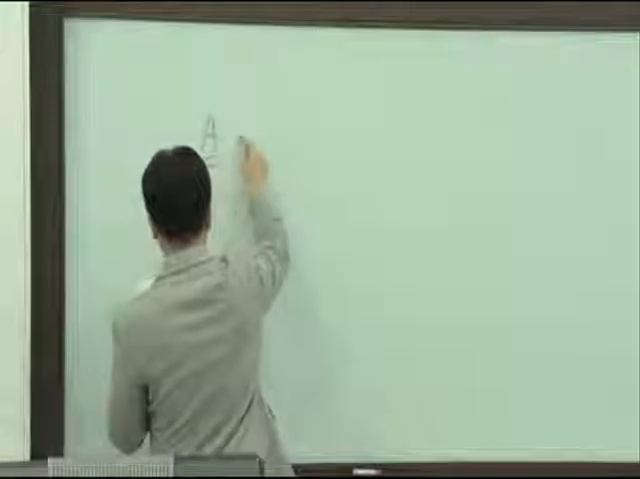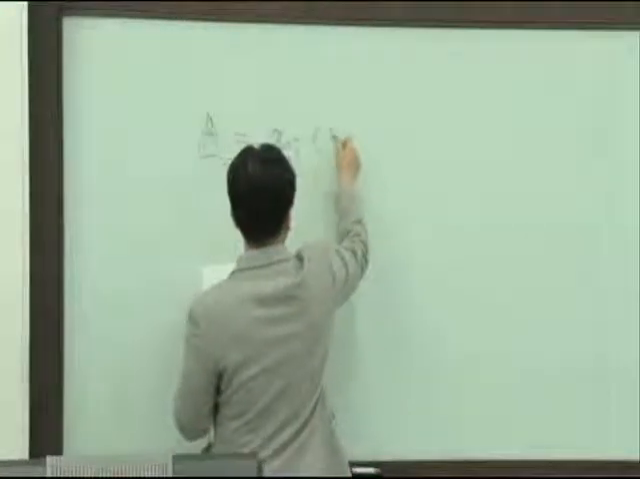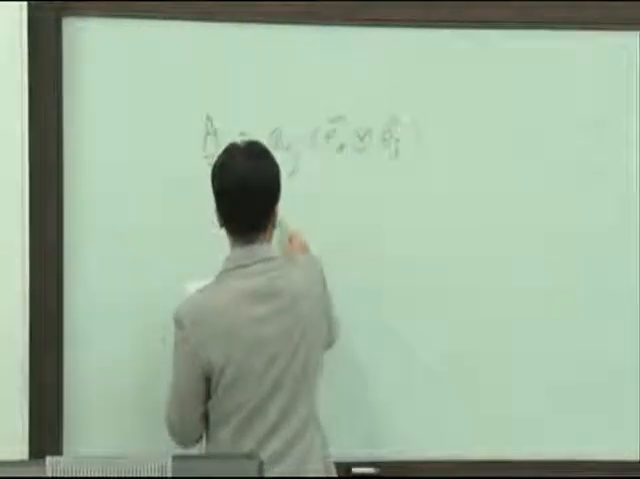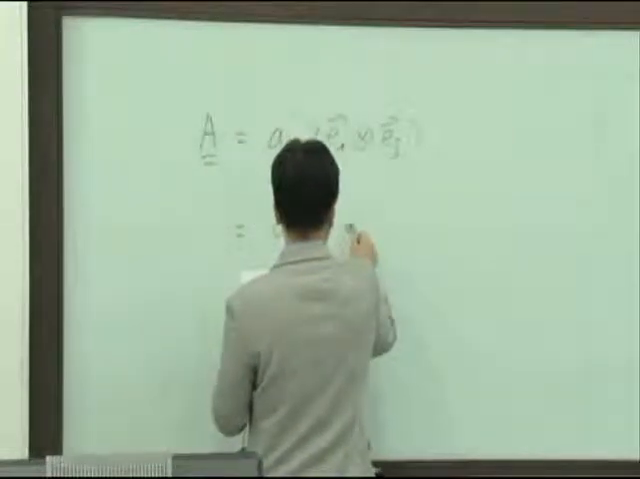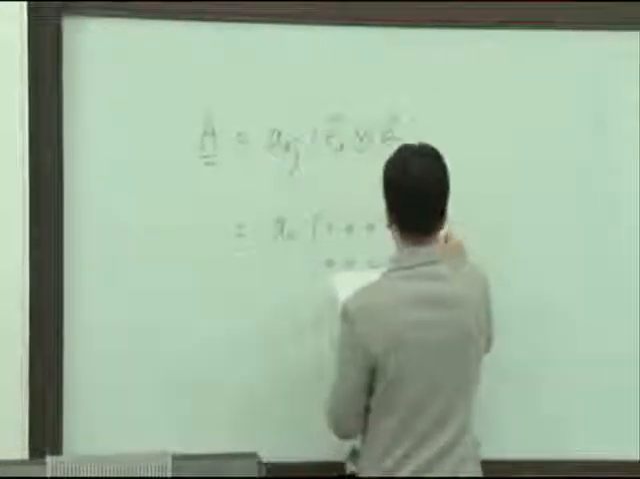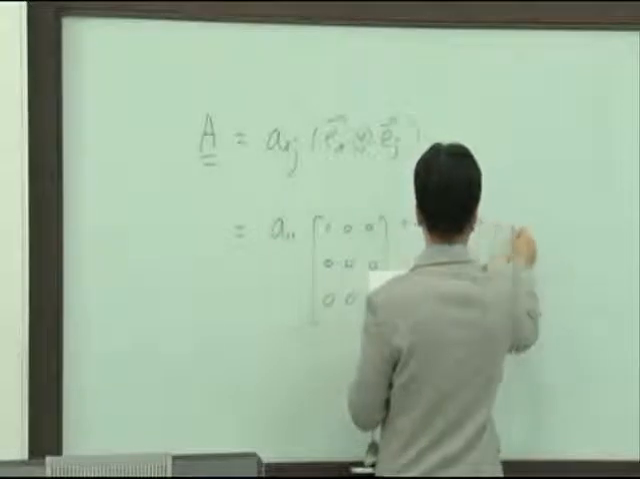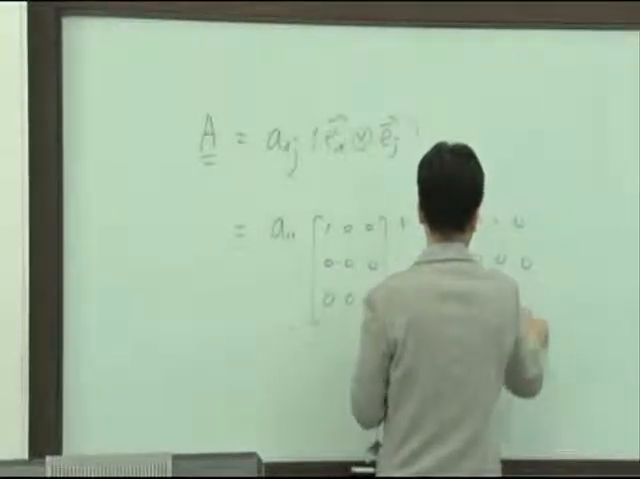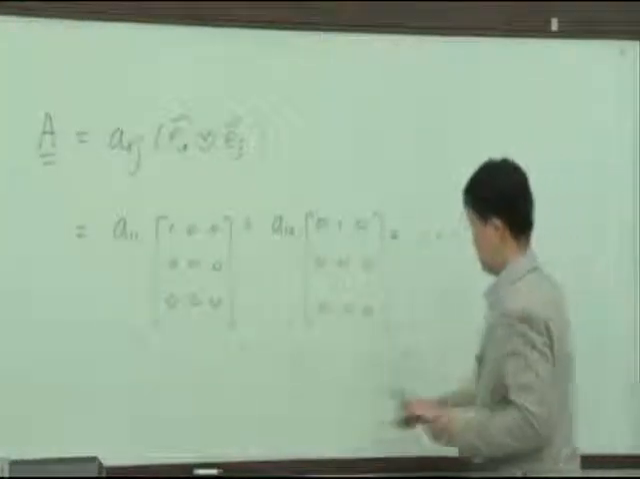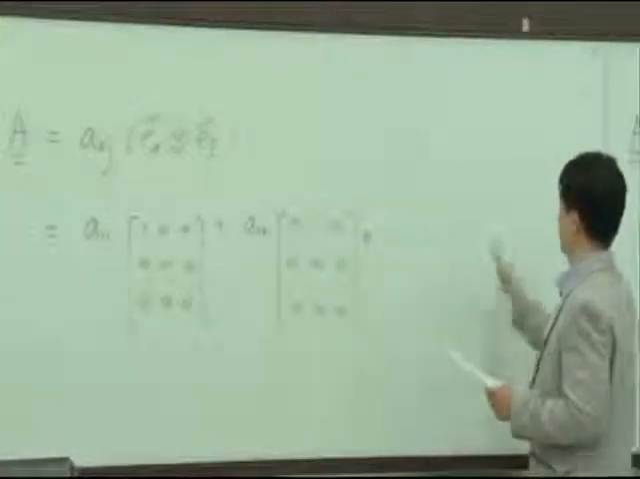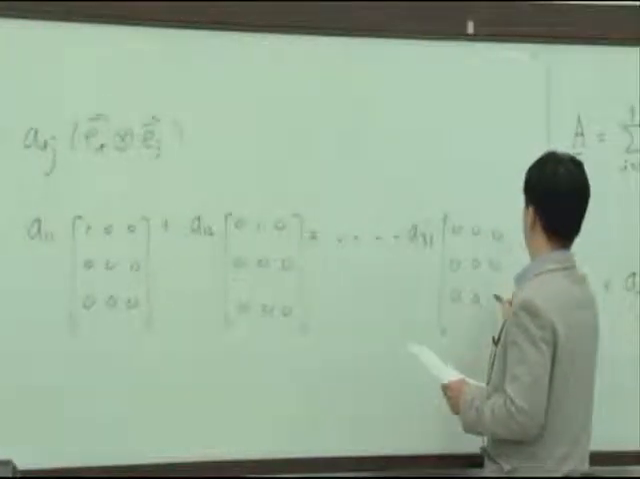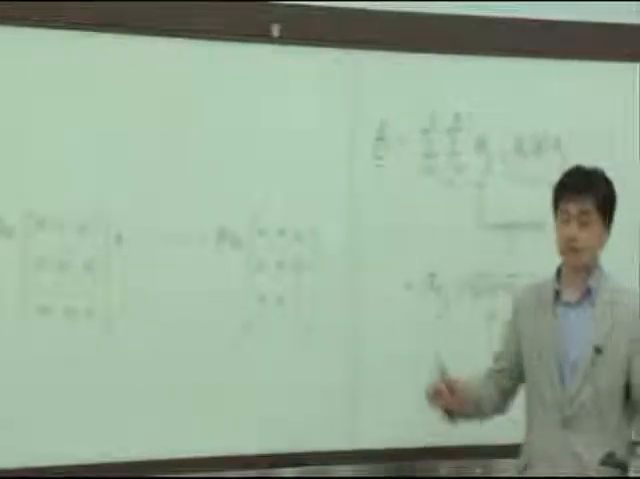A equal Aij, Ei, Ej equal A11, 1, 0, 0, 0, 0, 0, plus A12, ... A33, something like that. Now you understand, right?